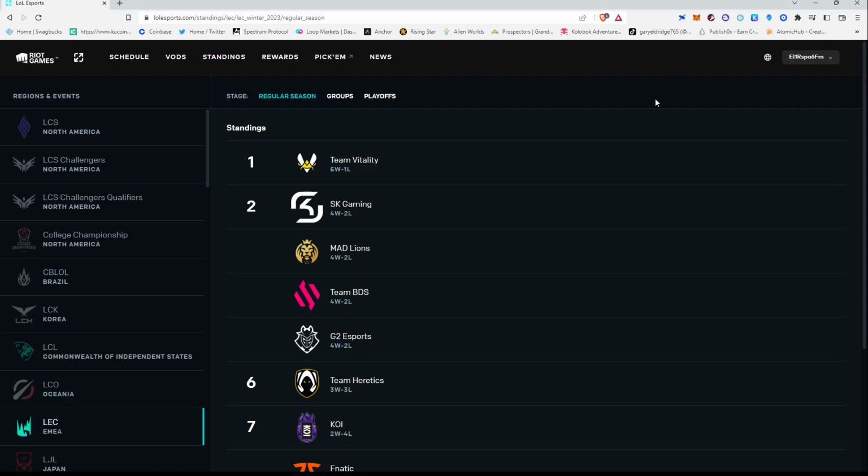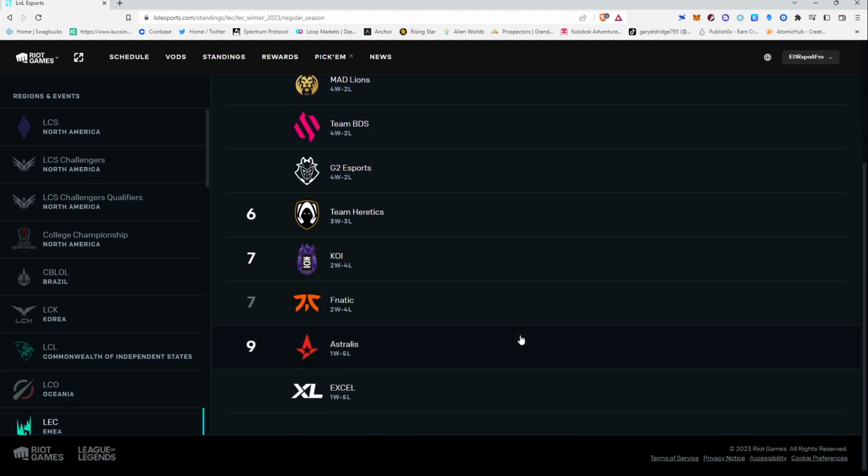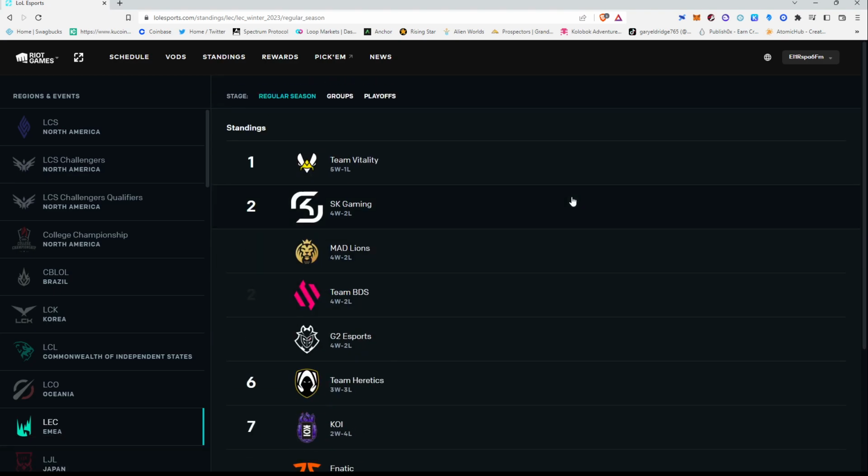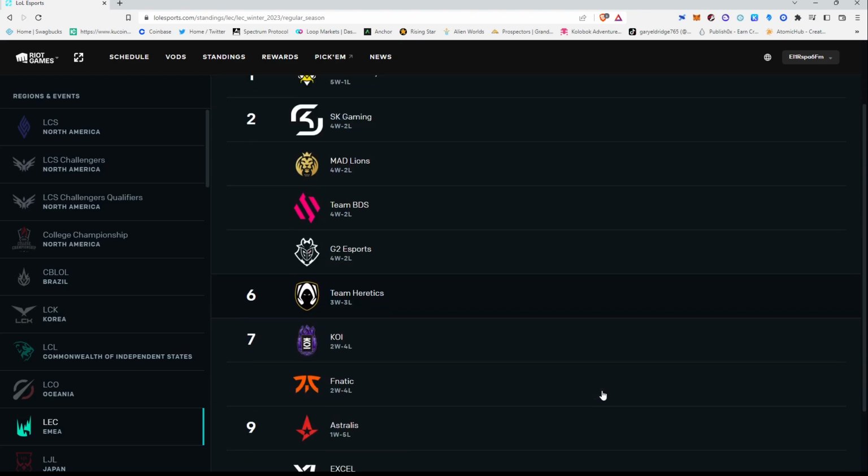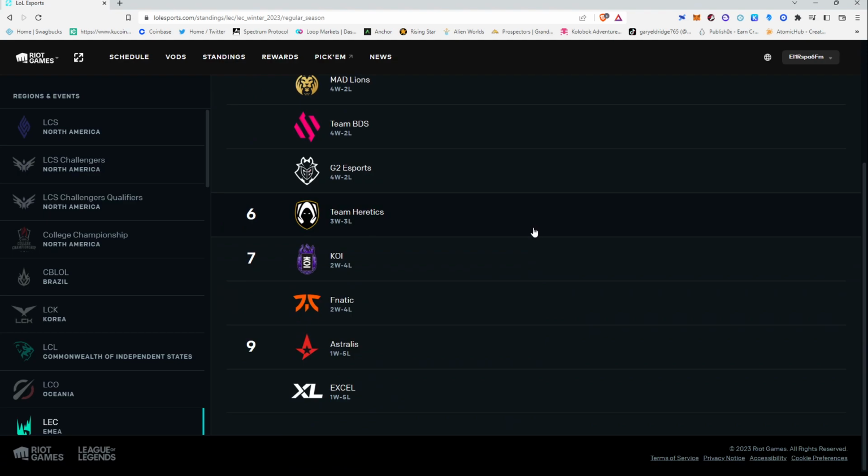We'll look at the standings once more. Retaliate 5-1 is locked in because the best Astralis and Excel can get to is 4-5. So 5 wins is guaranteed in. So Vitality at 5-1, SK, Mad Lions, BDS, and G2 at 4-2 should be safe, even if they lose all 3 games next week. Heretics is 3-3. A 1-2 week should get them through. Koi and Fnatic are 2-4. The main thing is that Astralis and Excel are both 1-5.